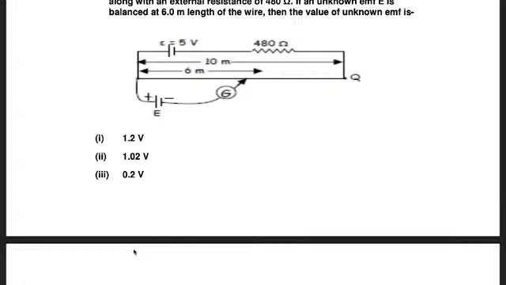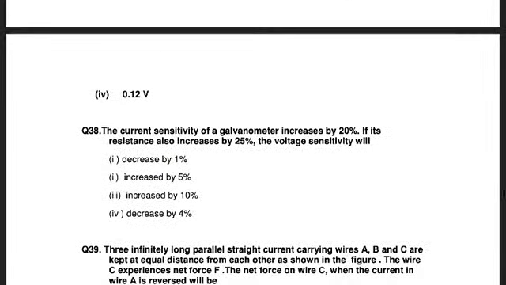0.12V. Question number 38. The current sensitivity of a galvanometer increases by 20% if its resistance also increases by 25%. The voltage sensitivity will, option 1, decrease by 1%; option 2, increase by 5%; option 3, increase by 10%; option 4, decrease by 4%. Correct. The answer is option 4, decreases by 4%.